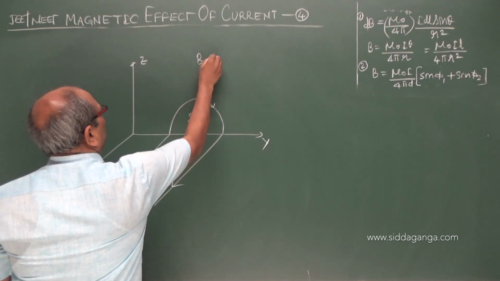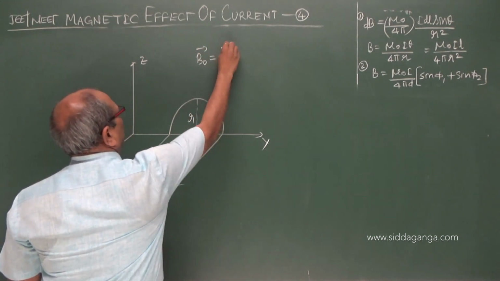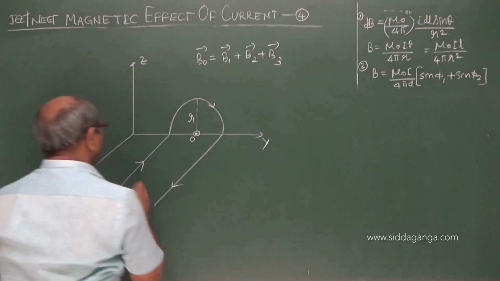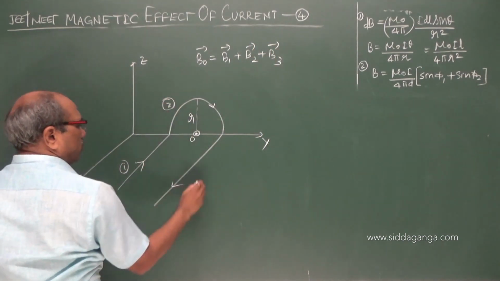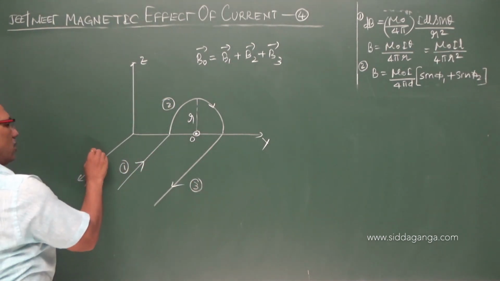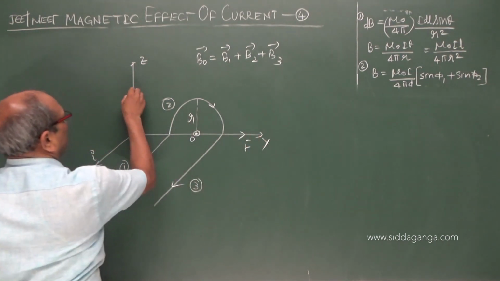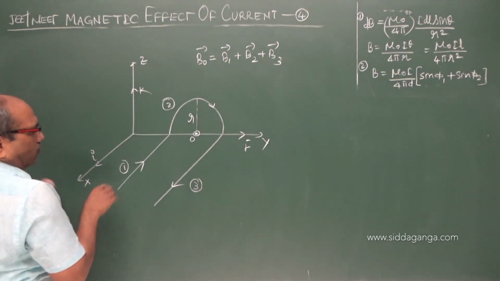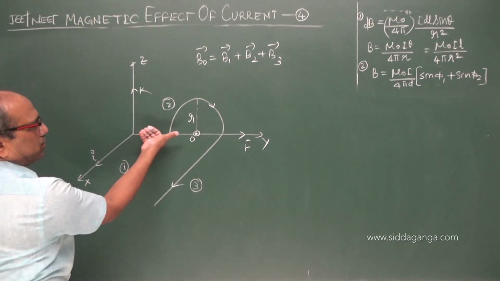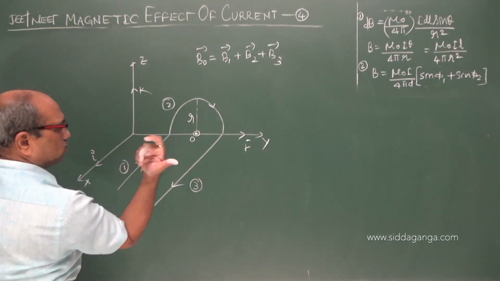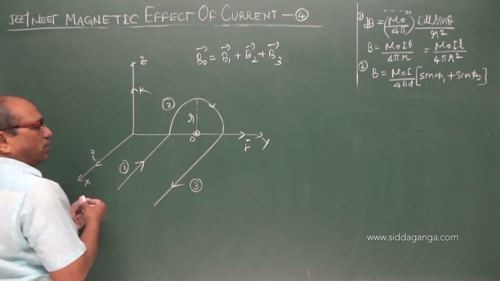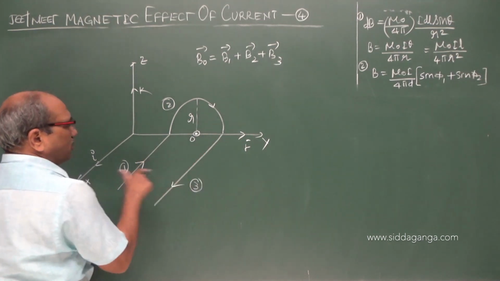You have to find B naught, how much. Here also, the sum of the three: 1, 2 and 3. Again look into here, this is X, I, J and K. Now looking, it is inward. So if you show that inward mark, it comes to be towards you, into the board, sorry. This into the board, this also shows into the board, both are added.